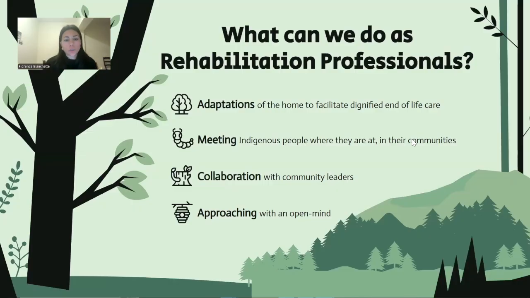So in conclusion, we wanted to look back at what we can do as rehabilitation professionals in the healthcare system. Providing quality and culturally safe healthcare for Indigenous people means adapting our practices to truly meet their needs. This can include supporting care within their communities, even at the end of life, by creating home environments that allow for dignity and comfort. It also means collaborating with community leaders and approaching each situation with openness, respect, recognizing trust, and understanding that it can take time to build.